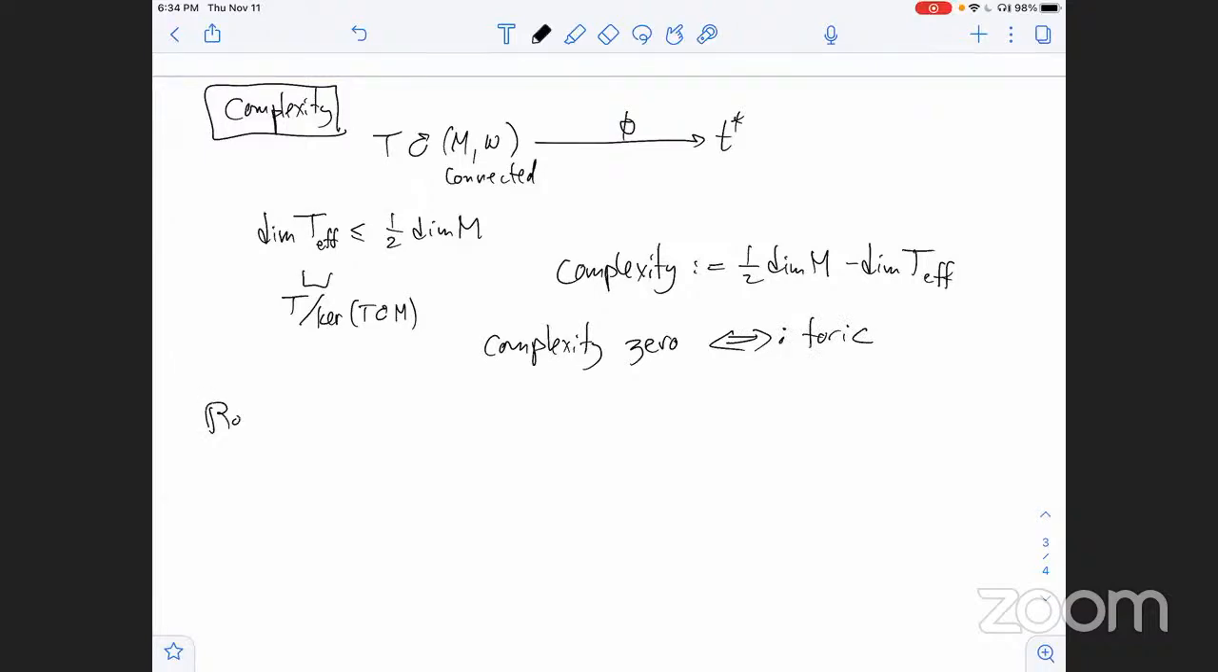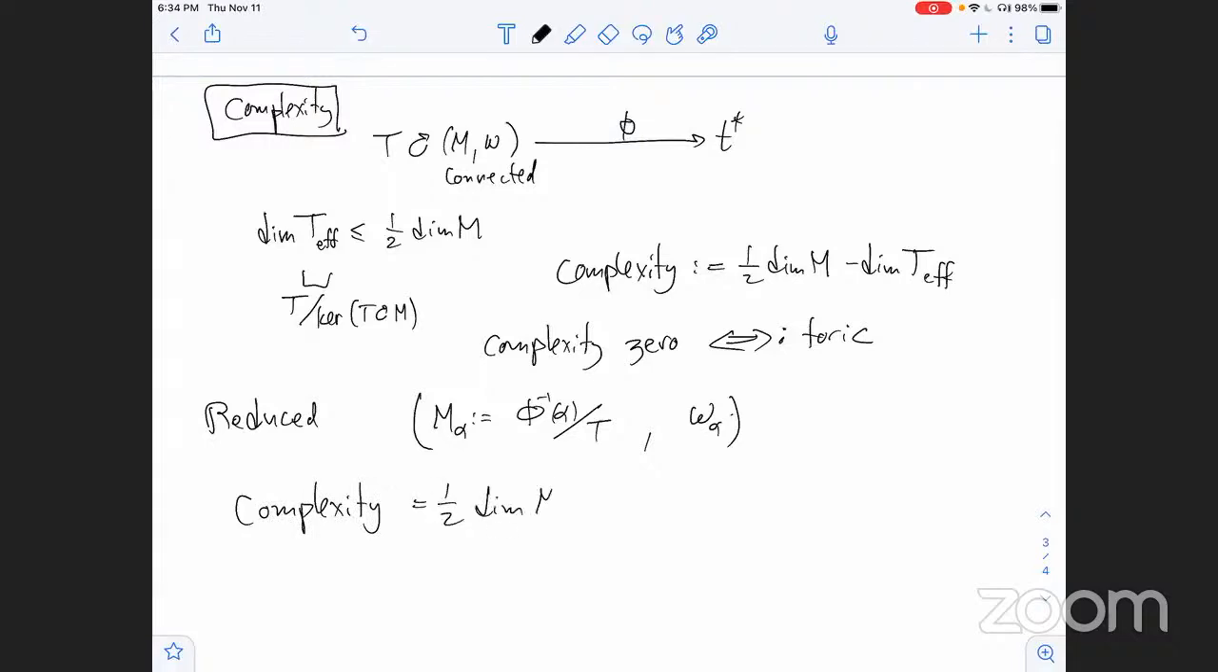Now, thanks to Marsden and Weinstein, we have the reduced spaces. Reduced symplectic spaces are the level set of the momentum map modded out by the torus action. The original two-form induces a two-form in the reduced space. The reduced space is a stratified symplectic space thanks to Sjamaar and Lerman. And the complexity is the same as half the dimension of the reduced space for momentum levels in the interior of the momentum polytope, or in the interior of the momentum image.